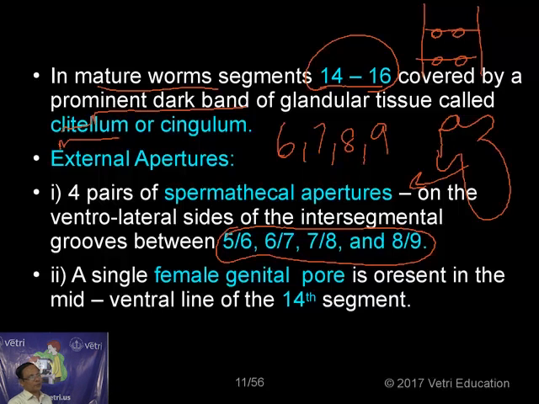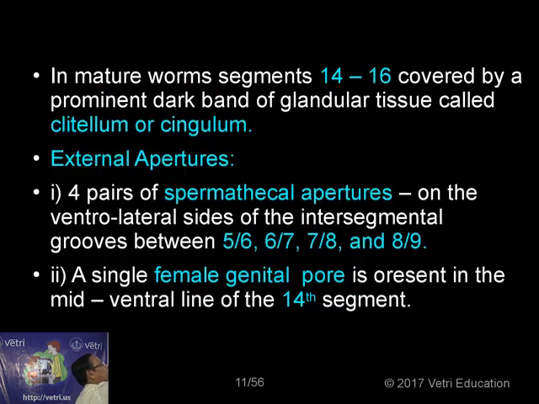Now the female genital aperture is found in the 14th segment. There is only one aperture, a single female genital pore, present in the 14th segment, where the clitellum is covering segments 14, 15, 16. The female reproductive organ, the ovary, has oviducts carrying the ovum, and they open in the 14th segment. So spermathecal openings, 4 pairs, and then oviduct openings just 1 pair in the 14th segment. You see all these things in the picture.